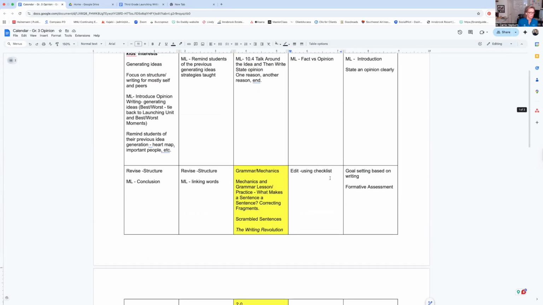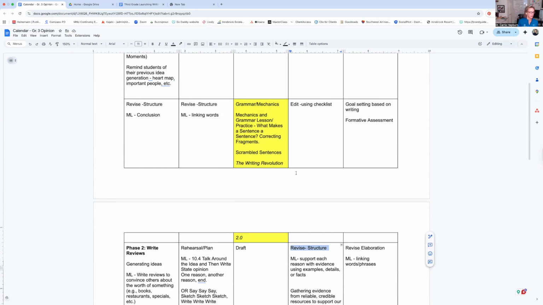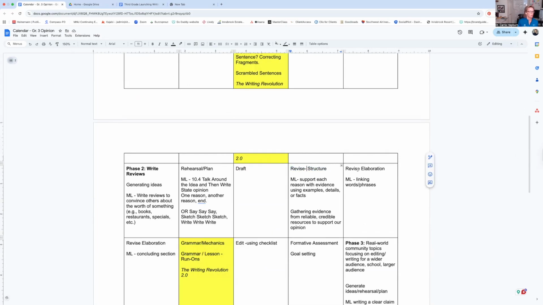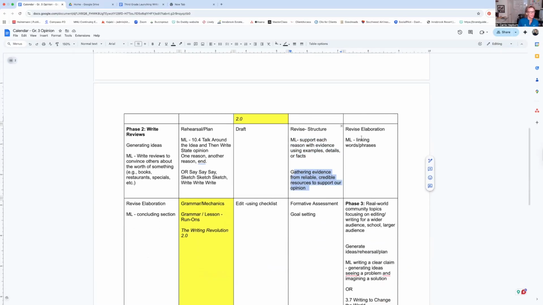We'll revise the structure, right? We taught that explicitly up here early on. So we're going to have kids revise structure, remind them of that, and teach them about supporting each reason with evidence using facts and details, gathering evidence from reliable, credible sources, and then we'll focus on elaboration, right?